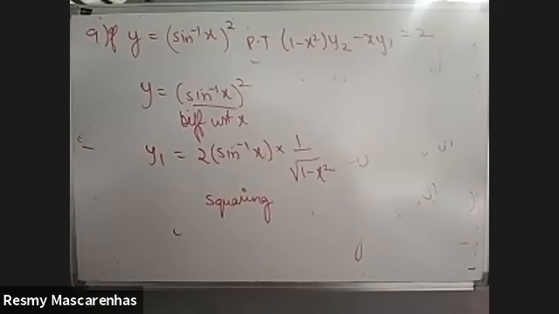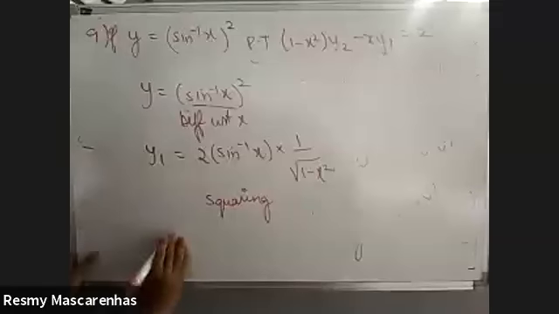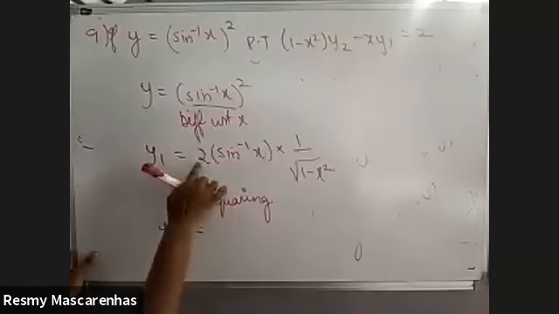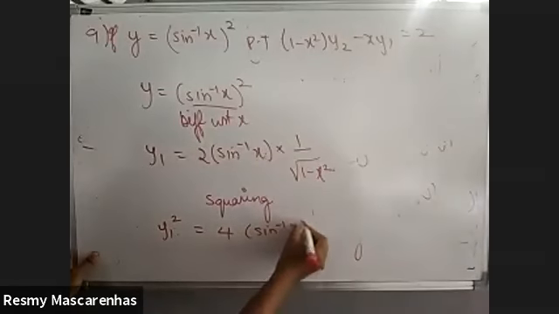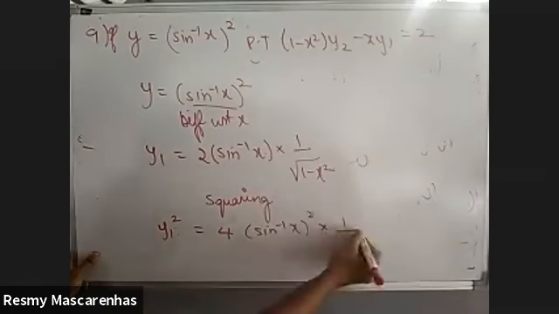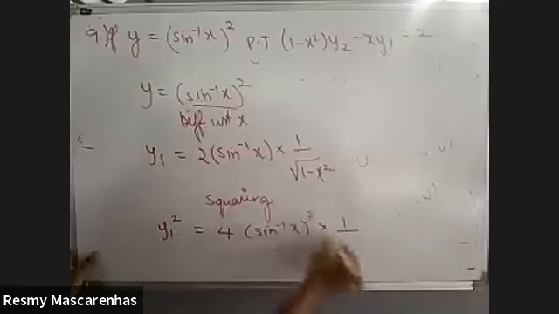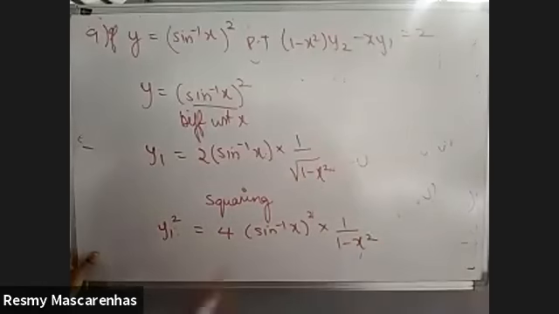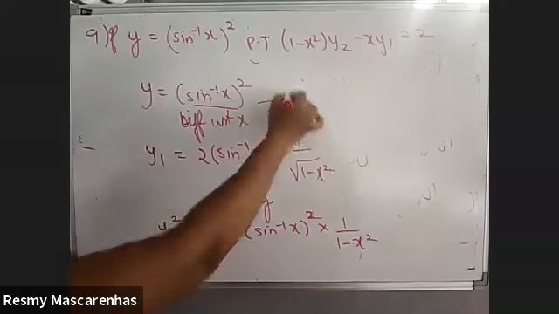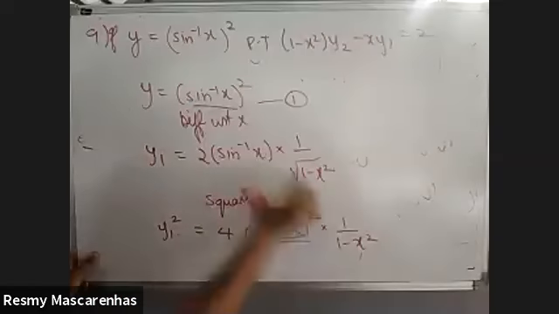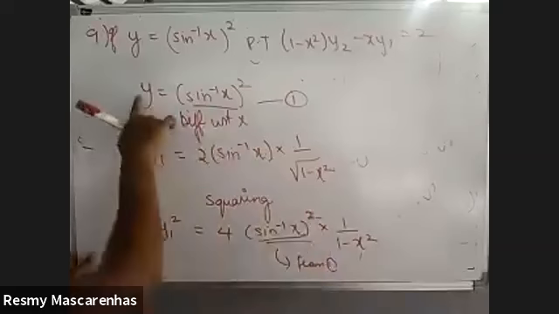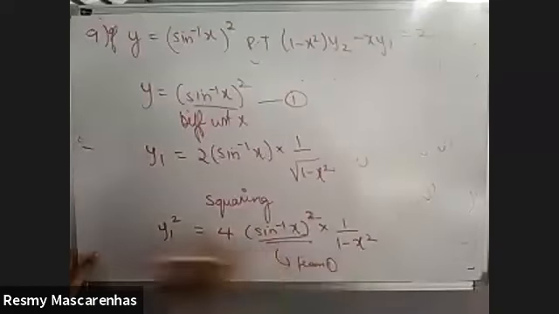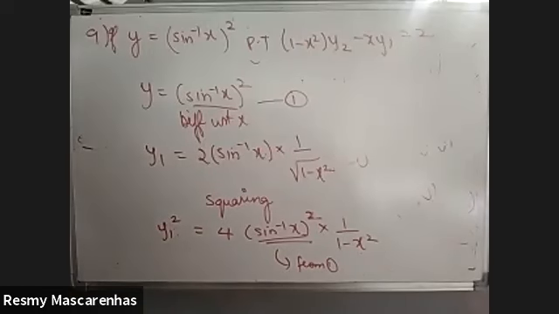So when you square on both the sides, what you will get is y1 square, 2 square will become 4. All the terms will get squared up. Sine inverse of x, the whole square. 1 square will be anyways 1. And root will go and become, okay. And now if you see, this is equal to y. So from 1, instead of sine inverse of x square, put y in the next step. And then take 1 minus x square on the other side and differentiate.